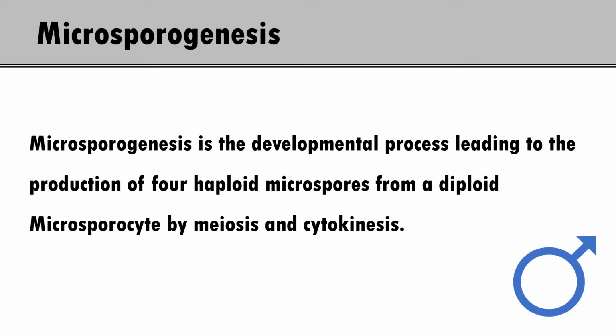The process of pollen grain formation includes microsporogenesis and microgametogenesis. Microsporogenesis can be described as the developmental process leading to the production of 4 haploid microspores from a diploid microsporocyte or microspore mother cell by meiosis and cytokinesis.